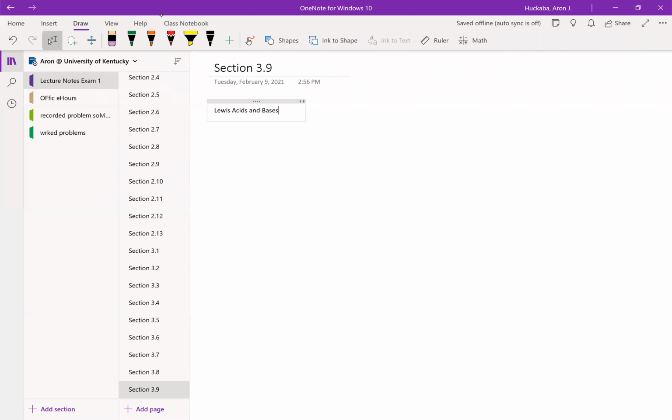Welcome to the last section in Chapter 3, Section 3.9. In this section, we're going to cover something that we kind of touched on in the very beginning of this chapter, and that is Lewis acids and Lewis bases.